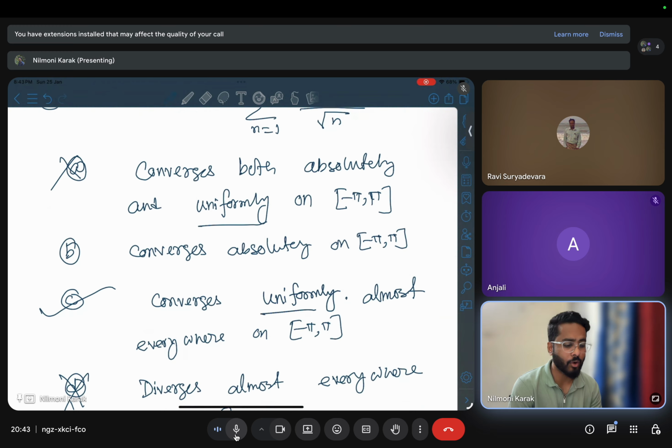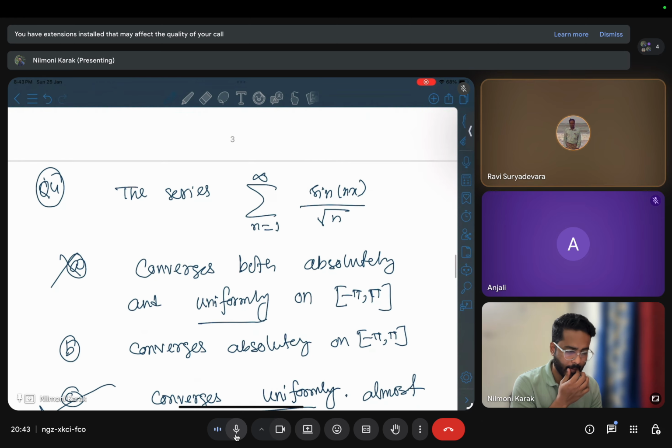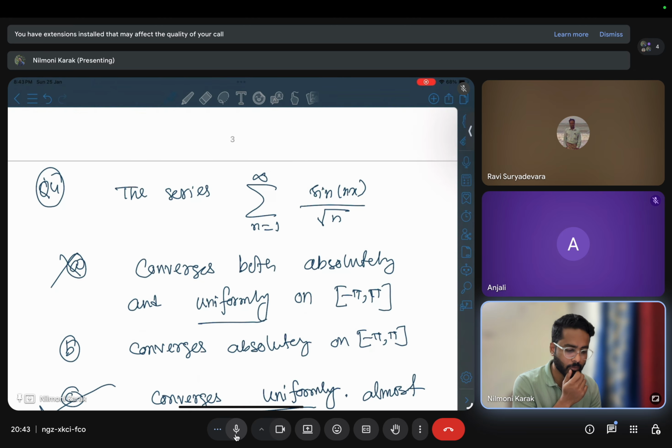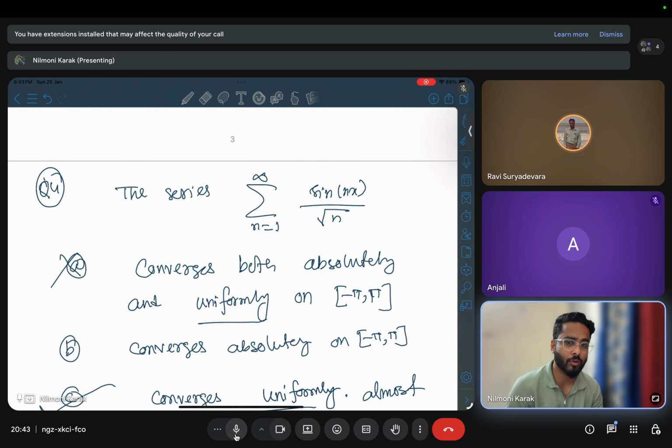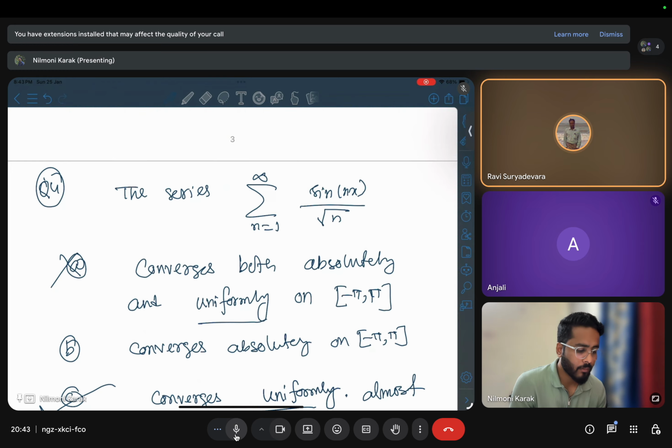I think it is not absolutely convergent. See, first, A is false. B is also false because it is not absolutely convergent. C is true because it converges pointwise everywhere. D is also false, since it is almost everywhere. A is false because there is no absolute uniform convergence. B is false because it is not absolutely convergent.